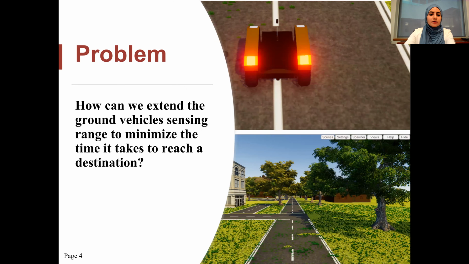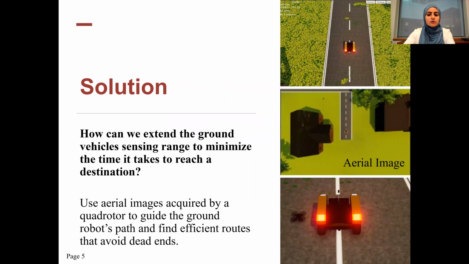So the problem we want to solve is how can we extend the ground vehicle sensing range to minimize the time it takes to reach a destination. Our solution uses aerial images acquired by a quadrotor to guide the ground robot's path and find efficient routes that avoid dead ends. As the quadrotor hovers at high altitudes, it easily acts as an additional long-range sensor for the ground vehicle. And then aerial images, such as the image in the mid-right of the environment, can be used by the ground robot to determine which regions beyond its sensing range are traversable.